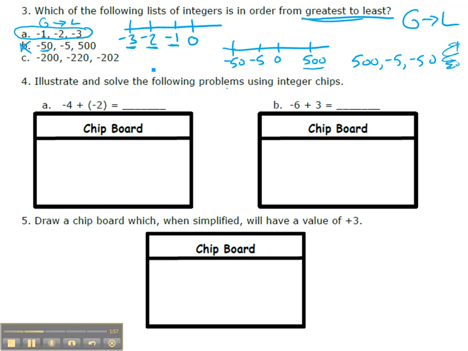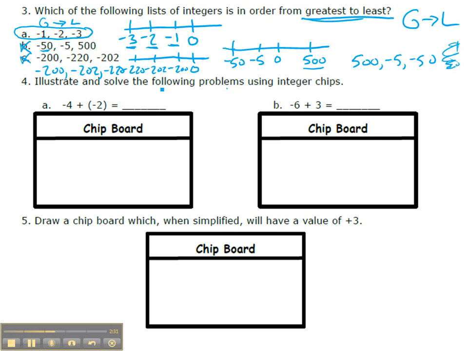Okay, same thing for the next list. If 0 is here, looking at these three negative integers, the first one I would hit as I'm going left is -200, and then the next one would be -202, and then left of that would be -220. So greatest to least should have been going from right to left, -200, which is the first one they've listed, but then it should be -202 before -220. So that's why that one's wrong.